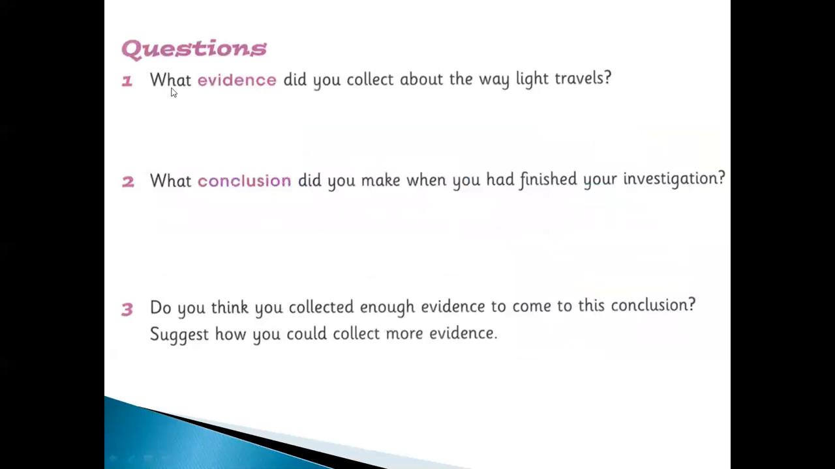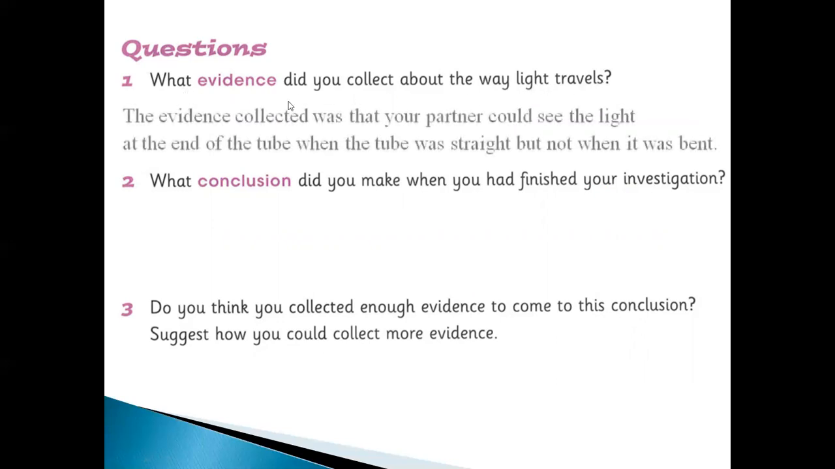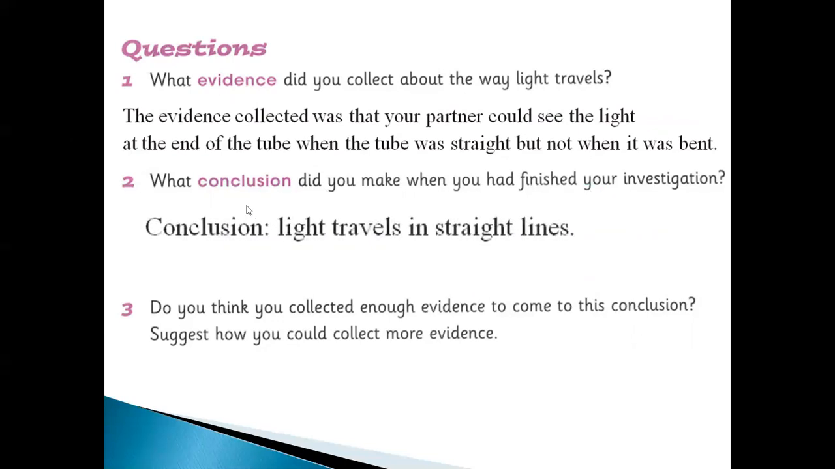For this, you have the question: what evidence did you collect about the way light travels? The evidence collected was that your partner could see the light at the end of the tube when the tube was straight. But if it was not straight, what happened? When it was bent, he could not see the light. What conclusion did you make when you had finished your investigation? In simple words, light travels in a straight line. If the path is blocked, the light does not travel.